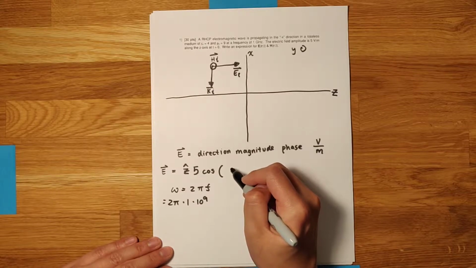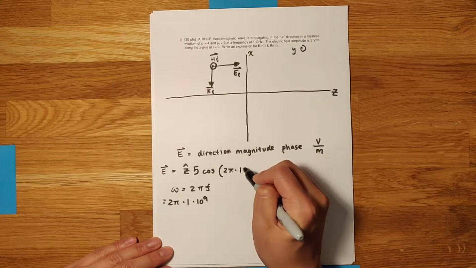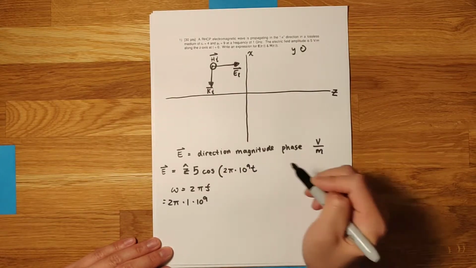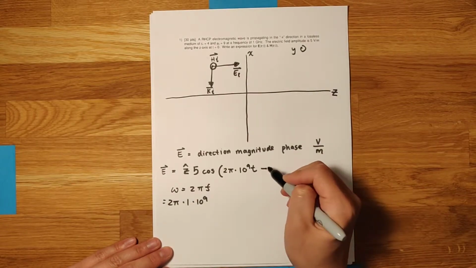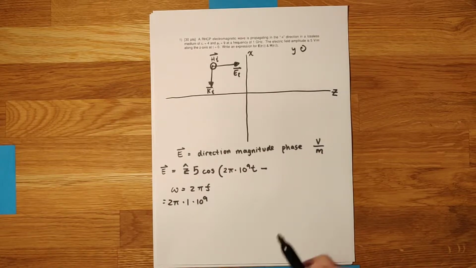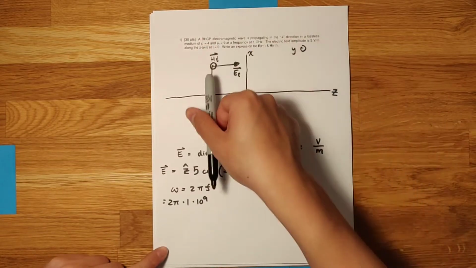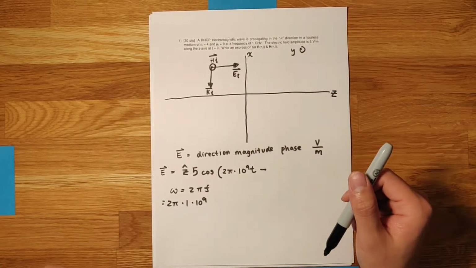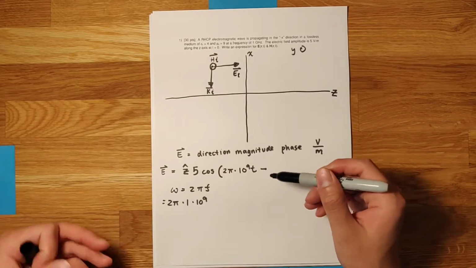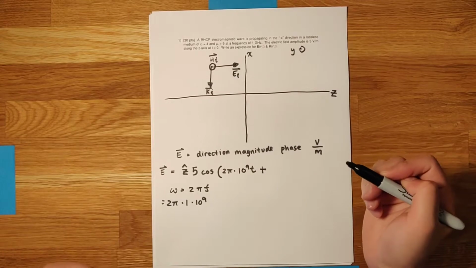So it will simply be 2 pi times 10 to the 9 t plus, well, we don't know the direction, but plus or minus our k. If you look at the direction of k, it's heading towards the negative x direction, right? So that means if it's negative, all that means is we have to swap the sign when it's inside this phase. So it will be positive x direction.